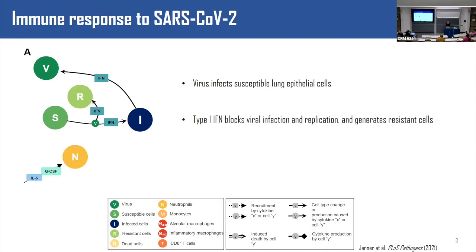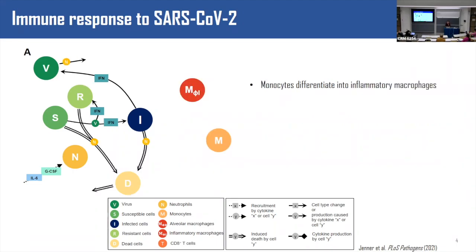When inflammation gets higher, the neutrophils will be recruited to the system by the two cytokines IL-6 and GCSF. Neutrophils will cause the death of all cells, whether they are infected or healthy. Another component in our model is the differentiation pathway from monocyte to inflammatory macrophages. Monocytes are recruited by infected cells and GM-CSF from bone marrow, and they can differentiate into inflammatory macrophages according to the concentration of IL-6 and GM-CSF.